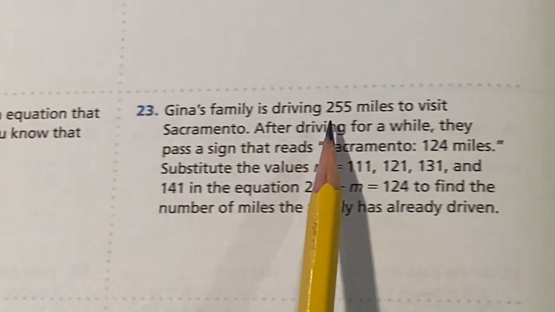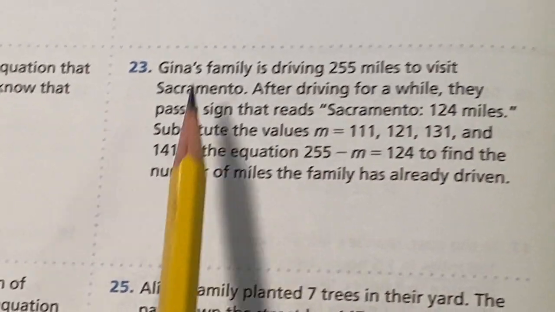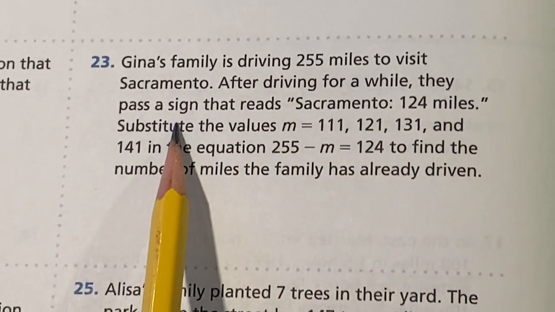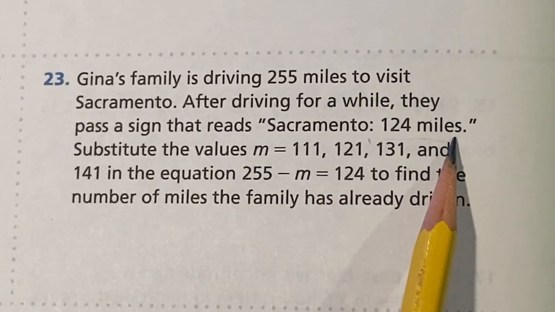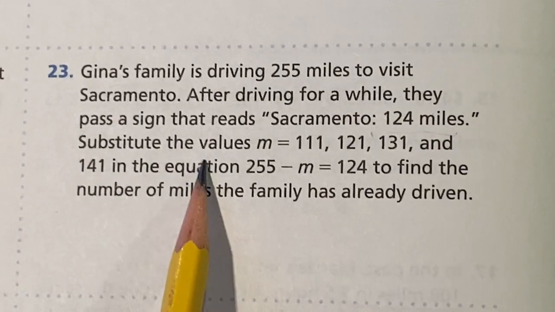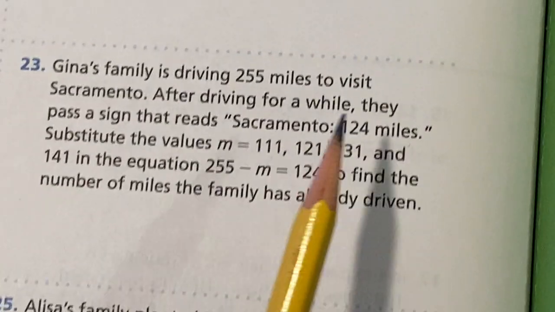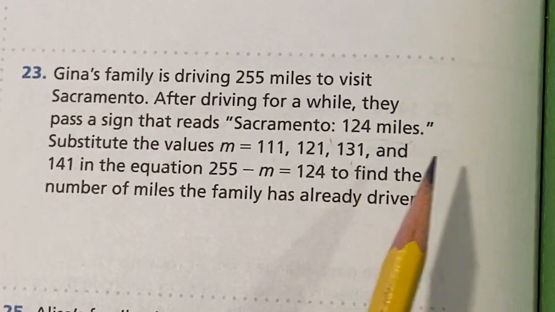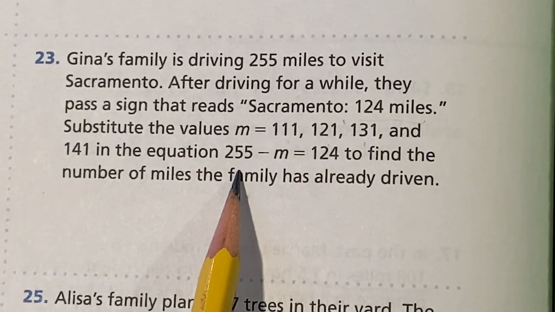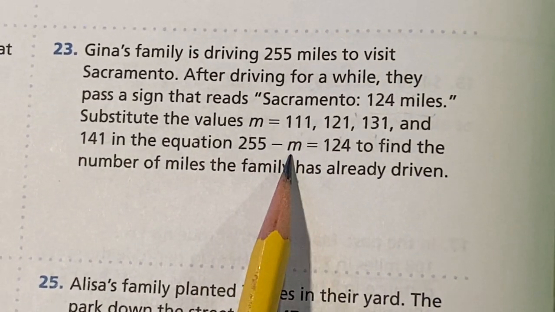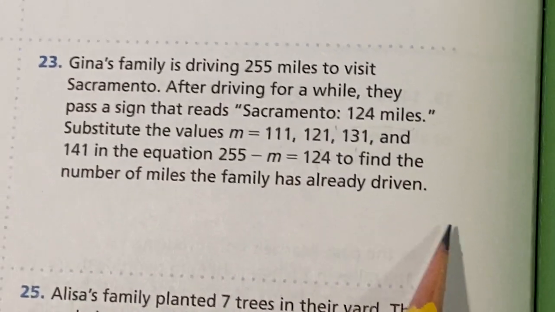Gina's family is driving 255 miles to visit Sacramento. After driving for a while, they pass a sign that reads Sacramento, 124 miles. Substitute the values m equals 111, 121, 131, and 141 in the equation 255 minus m equals 124 to find the number of miles the family has already driven.